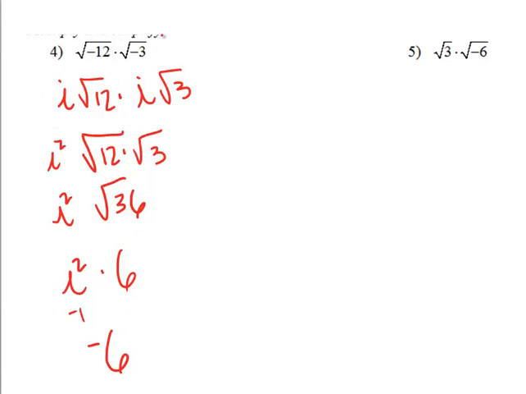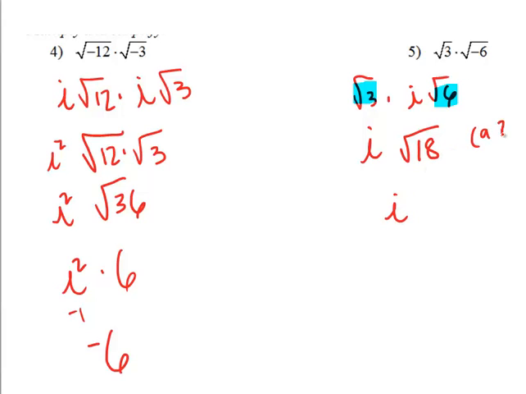Again, pull that i out first so you won't make the mistake. Here I have the square root of 3. That's going to stay the same. And then I have i root 6. So you can multiply this by this. So you're going to have i times the square root of 3 times 6, which is 18. i, and that's 9 times 2. So the 3 will come out of that. So 3i root 2.